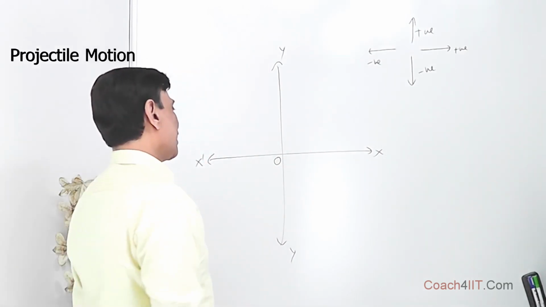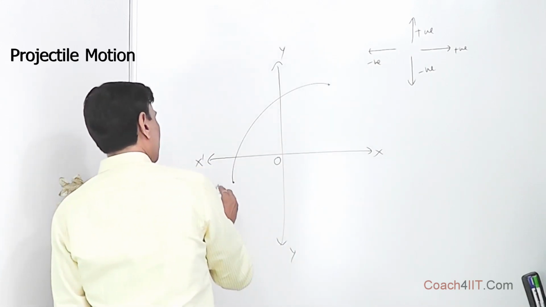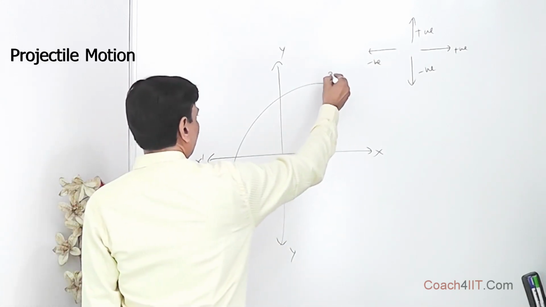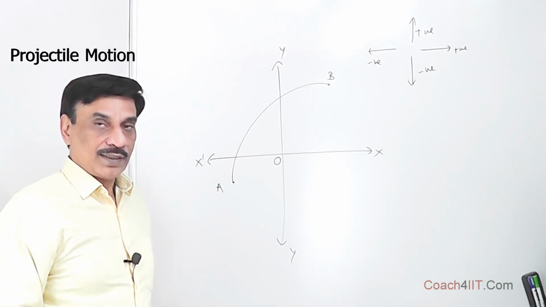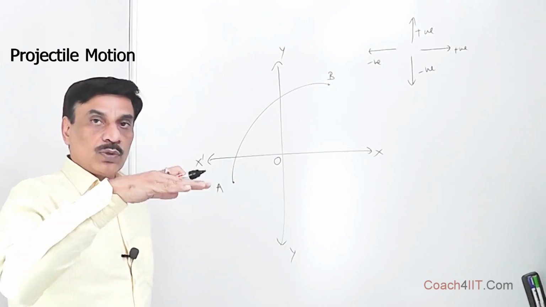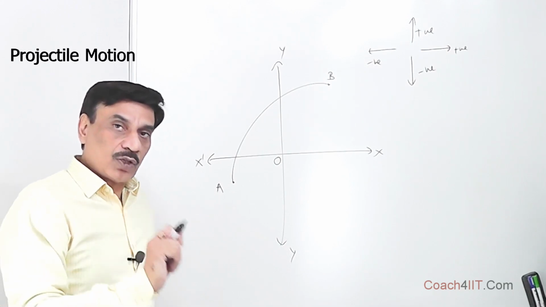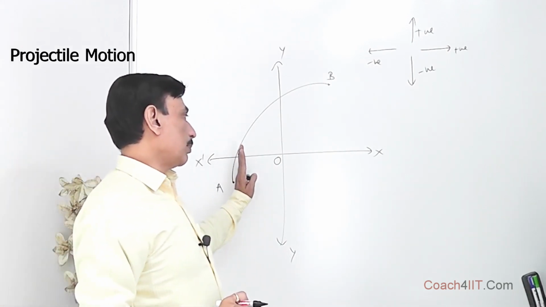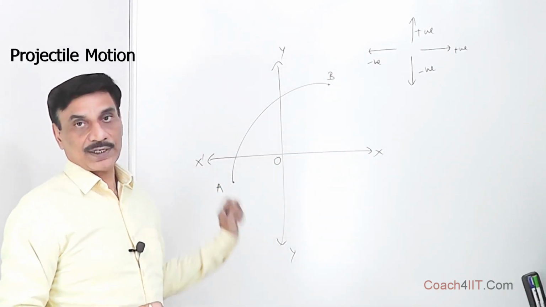And let's say our body has been projected from here and it goes to this point. So this is the initial point of observation, this is the final point of observation. If someone asks what is Sy, it means how much the body has gone up or down from the initial level. And when we say what is the displacement along the x-axis, over there we are bothered about how much the body has moved in the forward direction or in the backward direction.